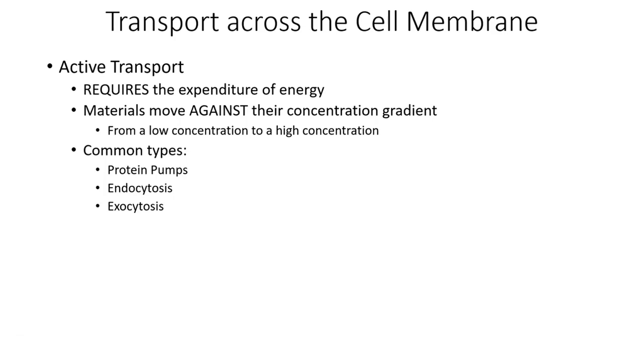All right, let's move on and talk about active transport. So active refers to the fact that it requires energy to move materials. In this case, we are moving materials against, not with, their concentration gradient. So we are actually going to move things from a low concentration to a high concentration rather than the opposite with passive transport. All right, the most common types are protein pumps, and then endocytosis and exocytosis.